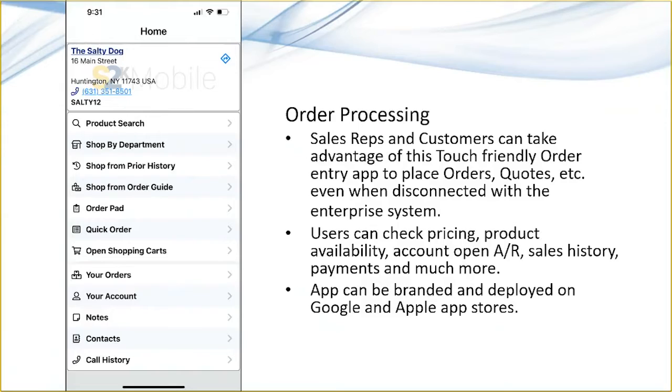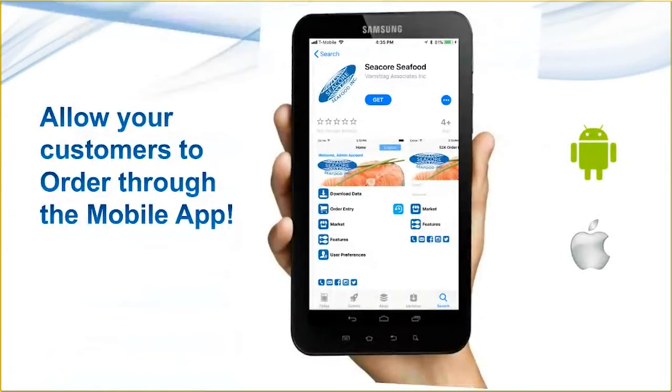When you're giving it to your customers, you might want to brand it with your own logo, and you can brand this application, as some of our customers have, and put it out on the Google Apps or iPhone store, so that your customers can download it and have your logo on there, and they can just download it right through the application stores. Okay, so that's one of our customers here, Seacoast Seafood, who's using it.